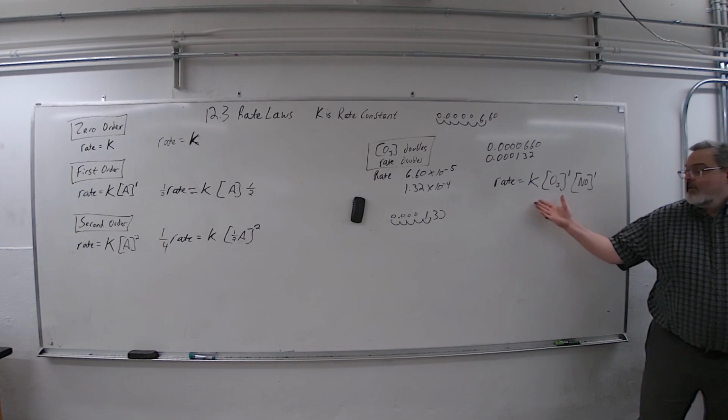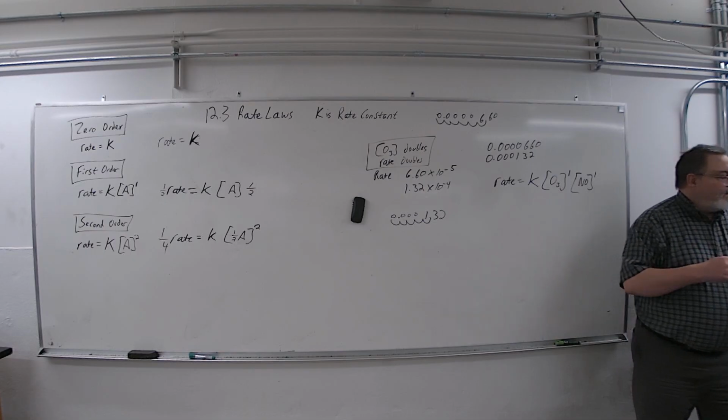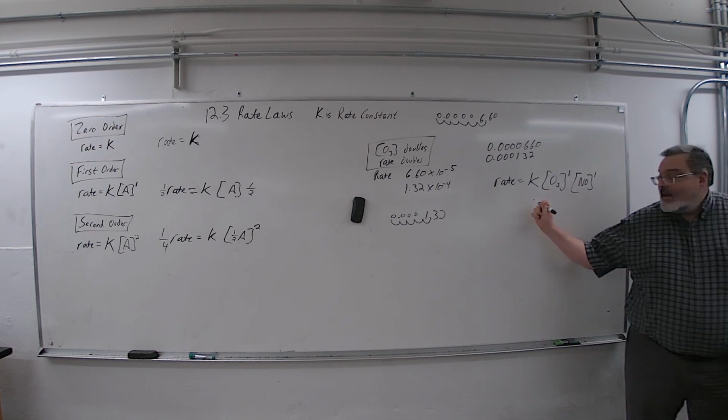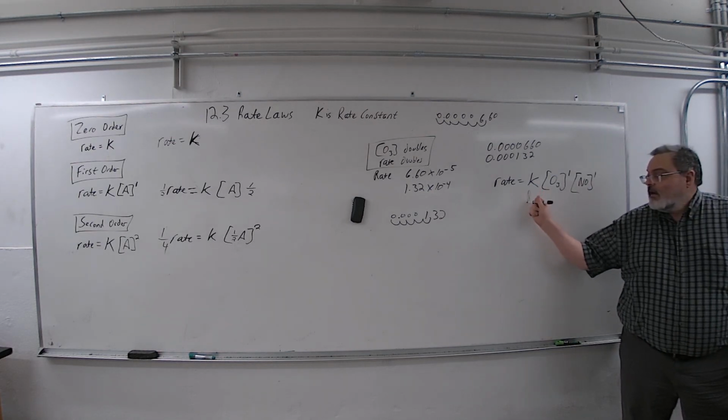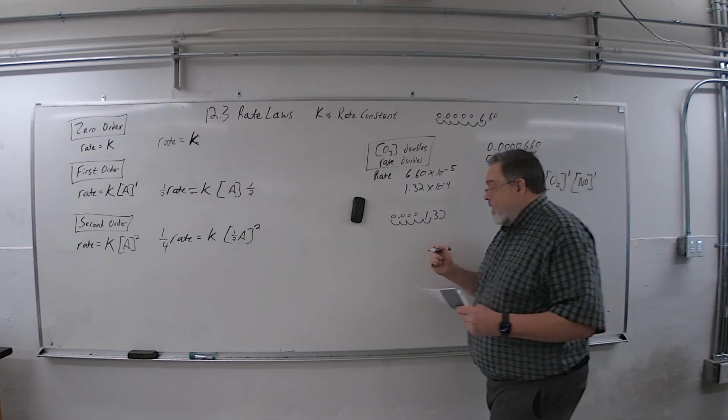So this is what we're able to discover. This is the rate law for this reaction. Now, doing an experiment like that is how you find out K. So the last part of this is we're going to calculate K.